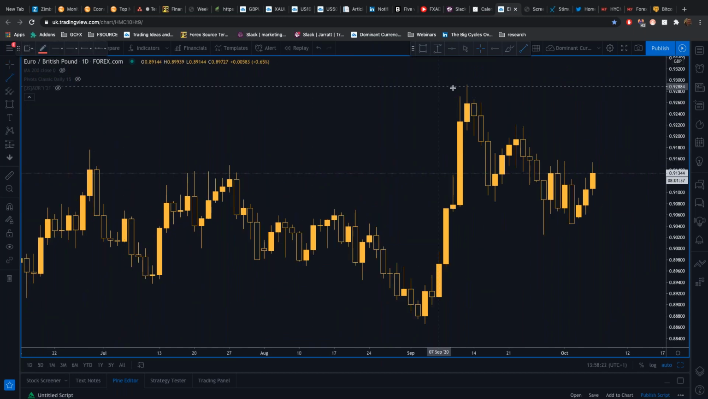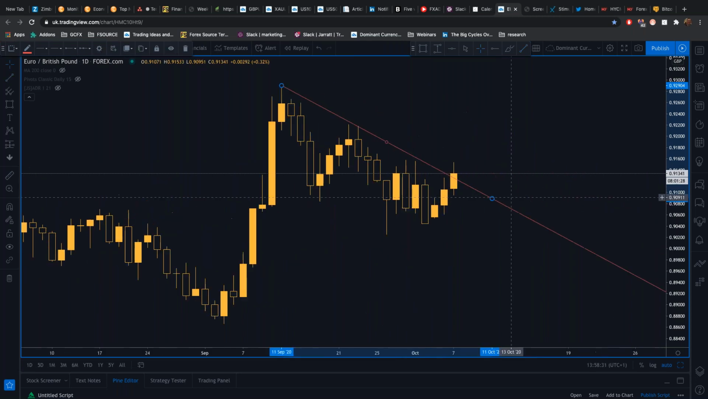Okay, so we've got a trend line. That's the trend line you're talking about. Now, the problem with the euro pound, Shwa, at the moment is this.